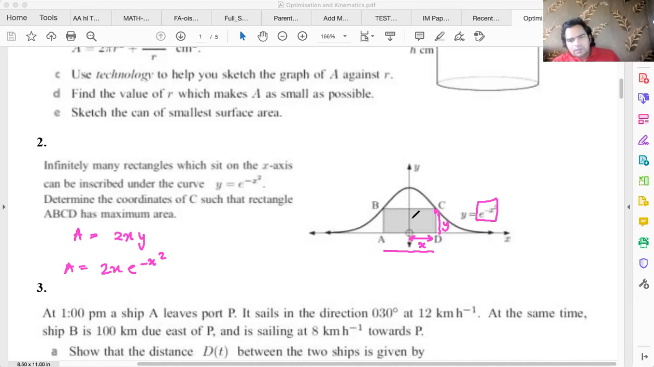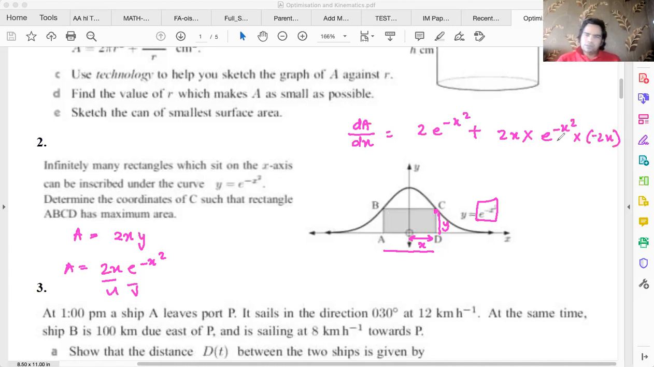Now here, we'll take the derivative with respect to x. So dA by dx will need the product rule and chain rule both. Take this as u and this as v. The derivative of 2x is 2, times e to the power negative x squared, plus 2x as it is, times the derivative of e to the power negative x squared, which is e to the power negative x squared times negative 2x. This is the chain rule. I expect you to know the chain rule carefully.